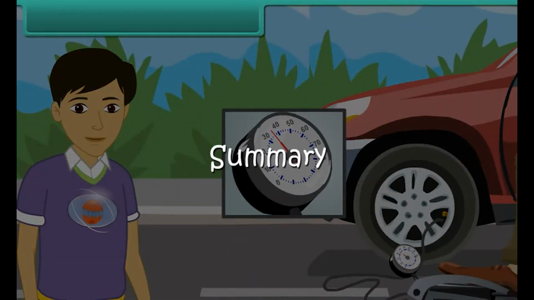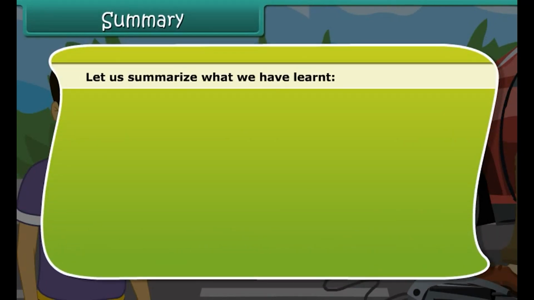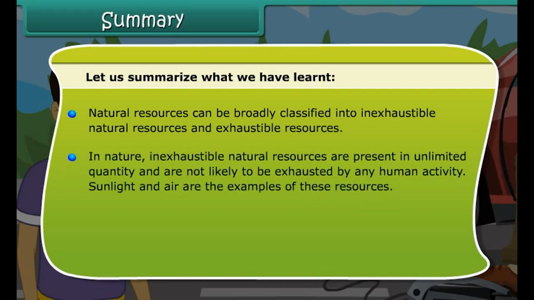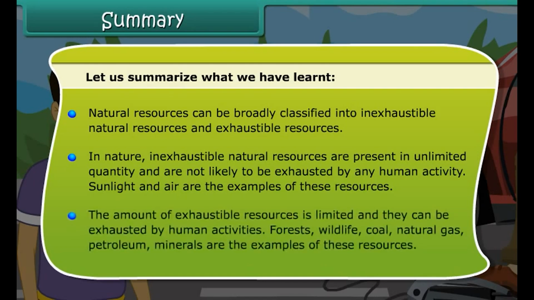Summary. Friends, let's summarize what we have learned so far. Natural resources can be broadly classified into inexhaustible and exhaustible resources. In nature, inexhaustible natural resources are present in unlimited quantity and are not likely to be exhausted by any human activity. Sunlight and air are examples of such resources. The amount of exhaustible resources is limited and they can be exhausted by human activities. Forests, wildlife, coal, natural gas, petroleum, and minerals are some examples of these resources.